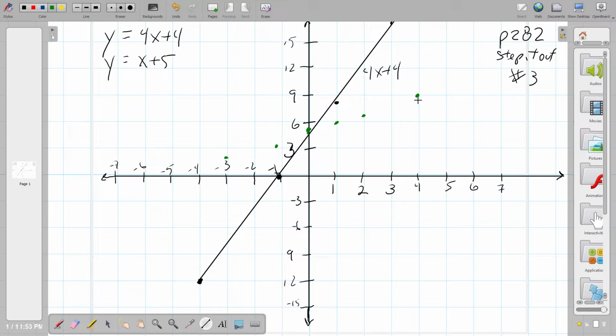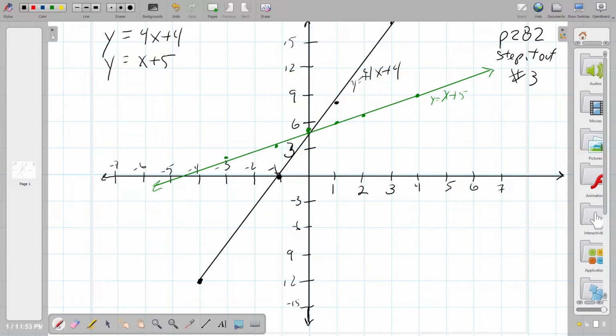Let's draw ourselves a line. Obviously my dots are not exact because I'm not using a very good scale. However, you get the idea. And this one is y equals x plus 5. Y equals, go back to black, y equals.